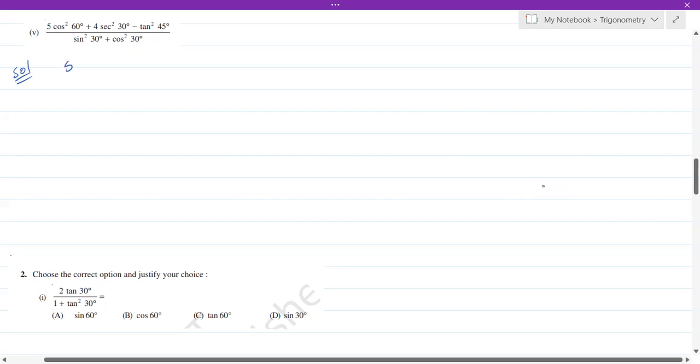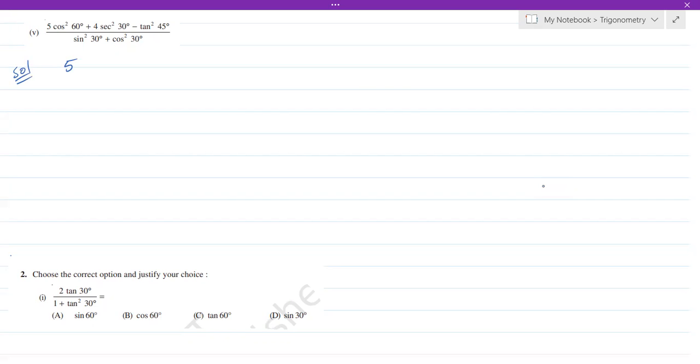5. In the numerator, we have got 5 cos square 60. Cos 60 is 1 by 2. So let's square it. Plus 4 secant square 30. So remember the cos 30 value. Cos 30 value is root 3 by 2. So secant will be 2 by root 3, the whole square, minus tan square 45. Tan 45 is 1, so square it. The entire thing divided by sine square 30.